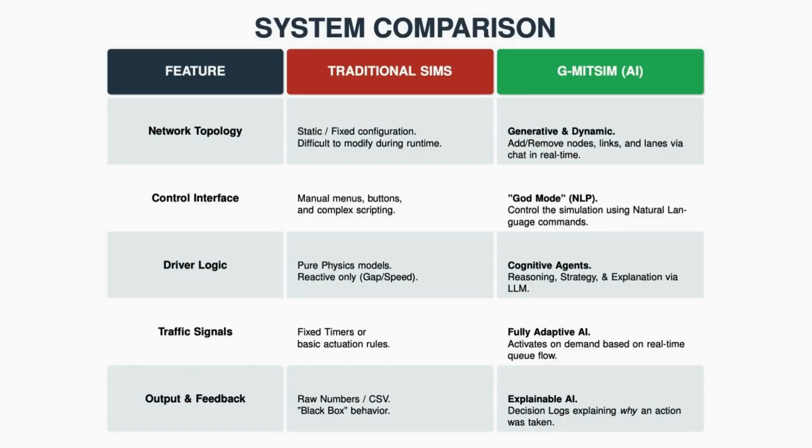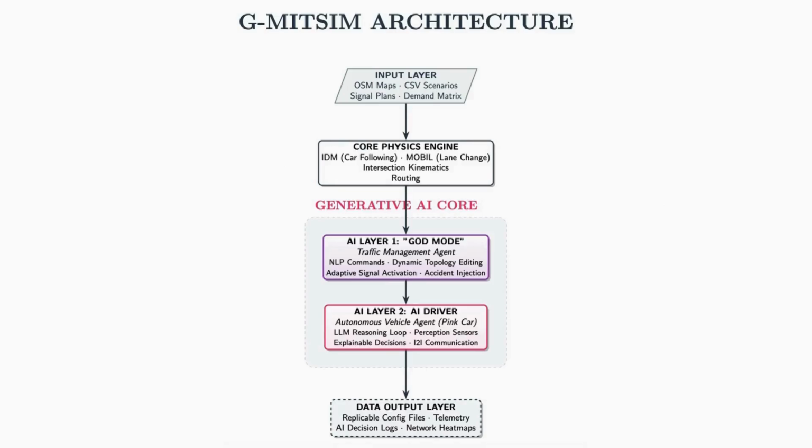Traffic signals operate not as fixed timers, but as fully adaptive AI agents that respond to queue flow on demand. Regarding output, the platform goes beyond raw CSV numbers to provide explainable AI, offering decision logs that detail the reasoning behind each action. Looking at the system architecture, the platform takes inputs such as OSM maps and CSV scenarios, routes them through a core physics engine for safety, and then processes them through the Generative AI Core, which consists of two distinct layers. AI Layer 1 is the Traffic Management Agent, or God mode.